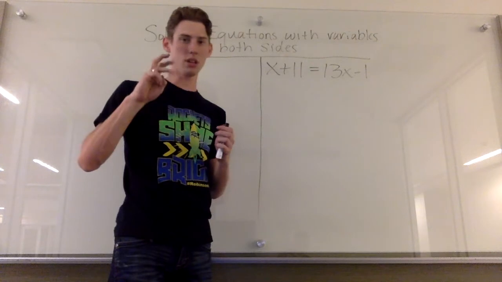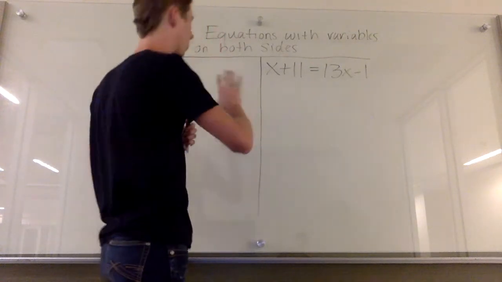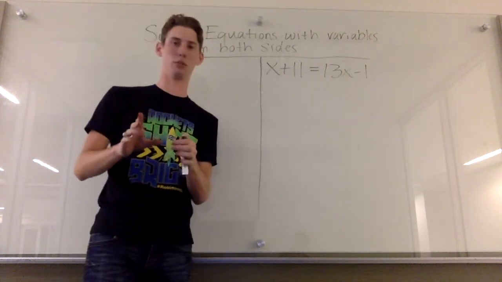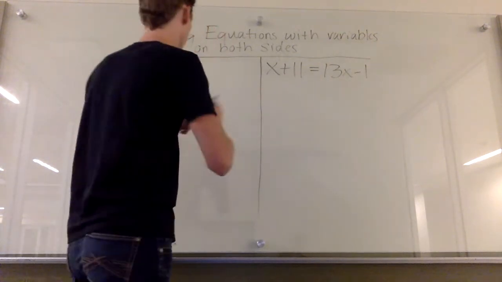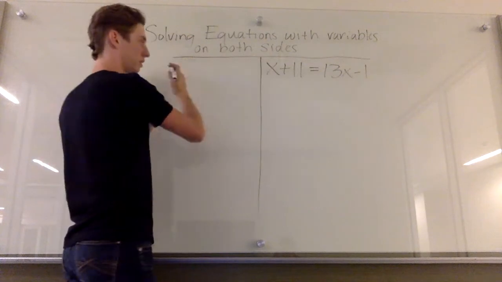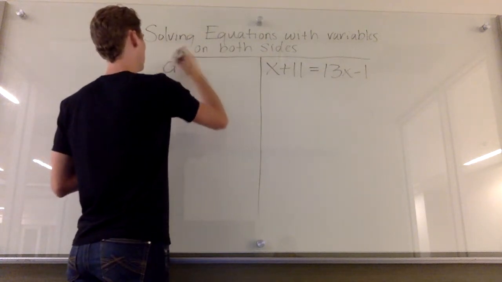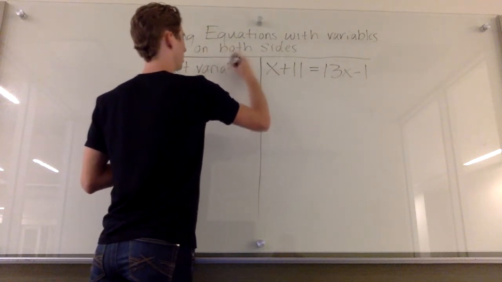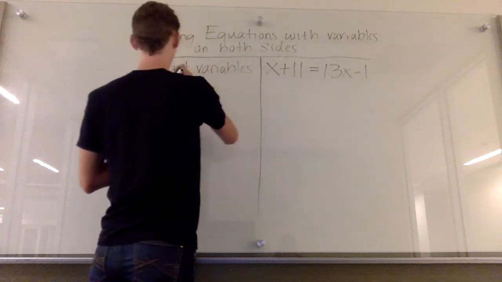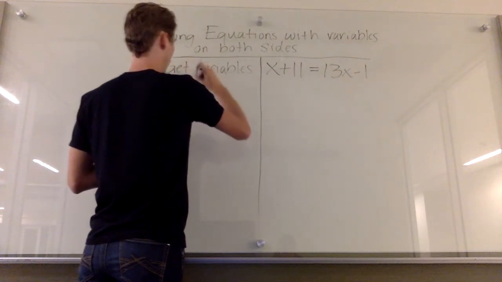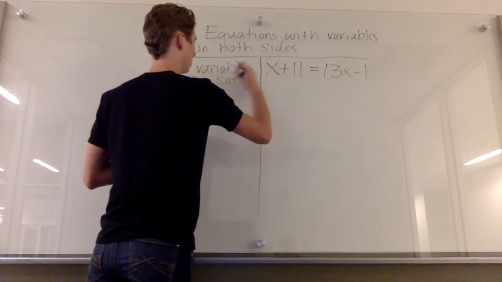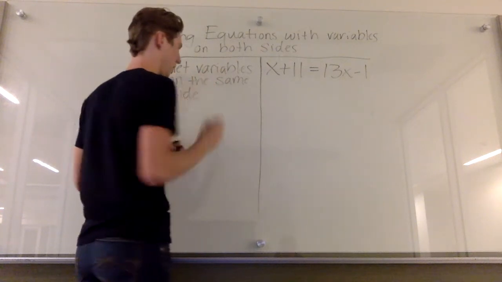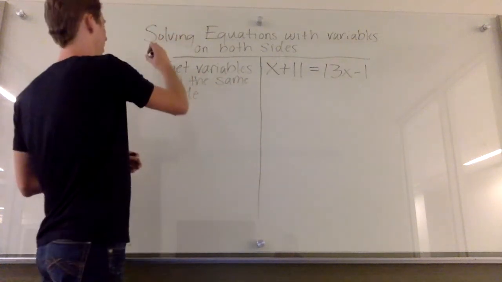The first step in solving equations when you've got variables on both sides is to get the variables to be on the same side. So let's write that down on this side of the t-chart. Get variables on the same side. Okay, that's going to be step one if you want to know.